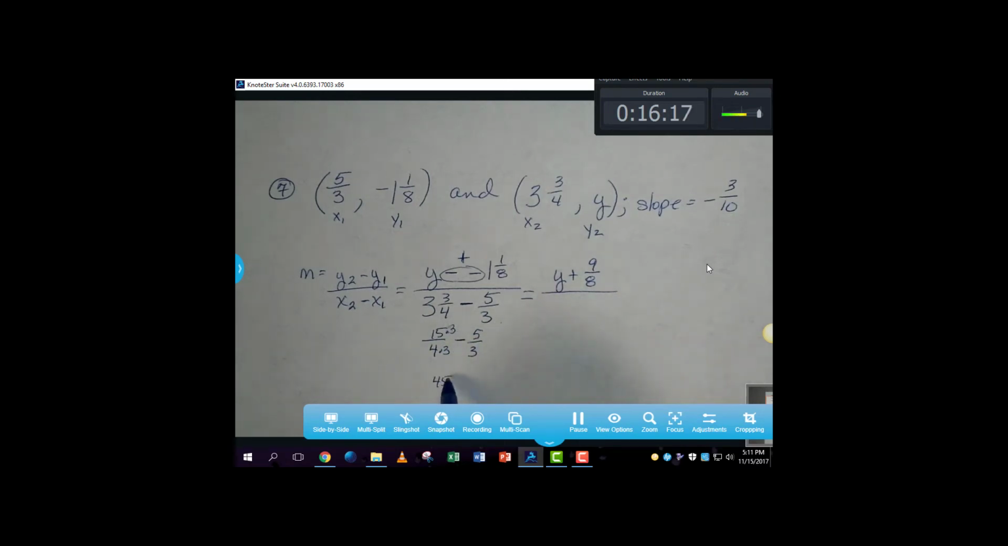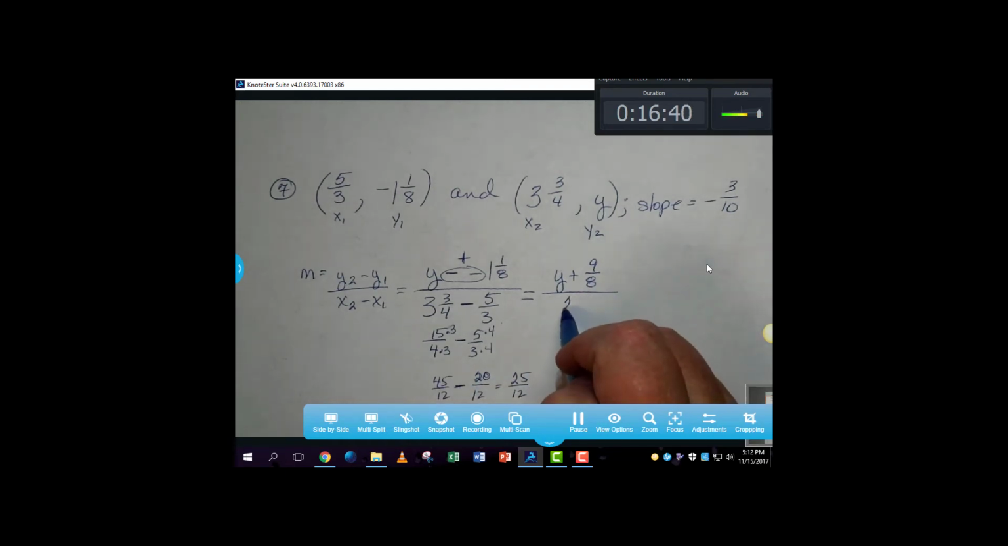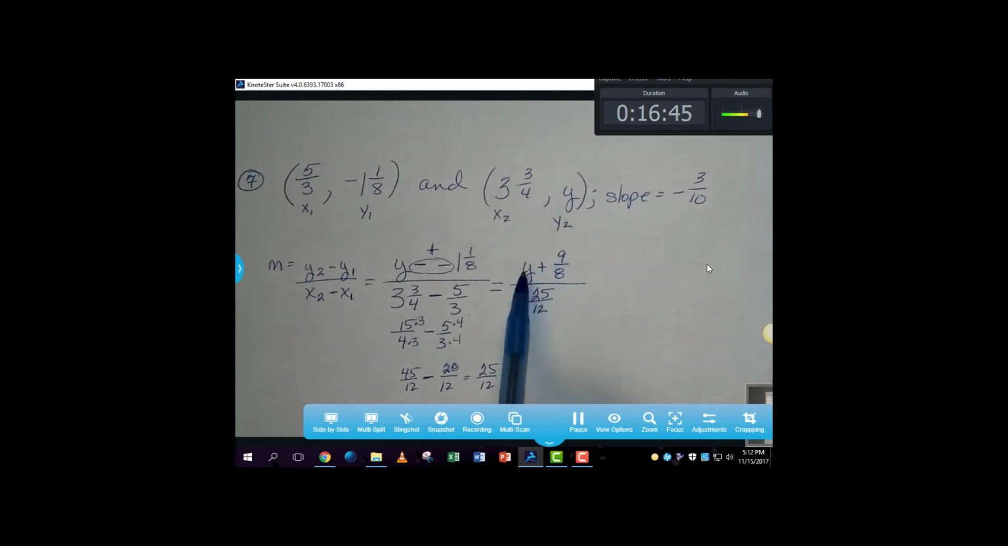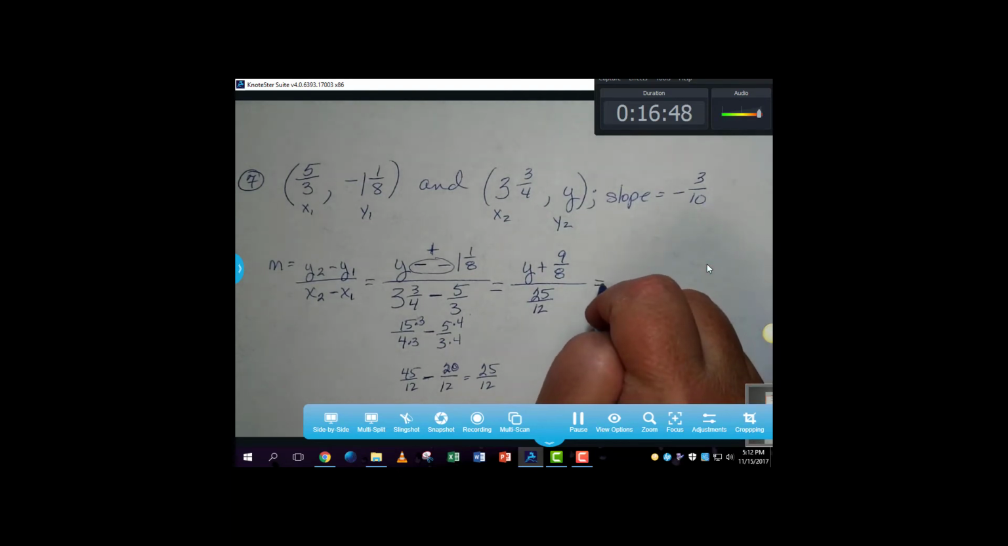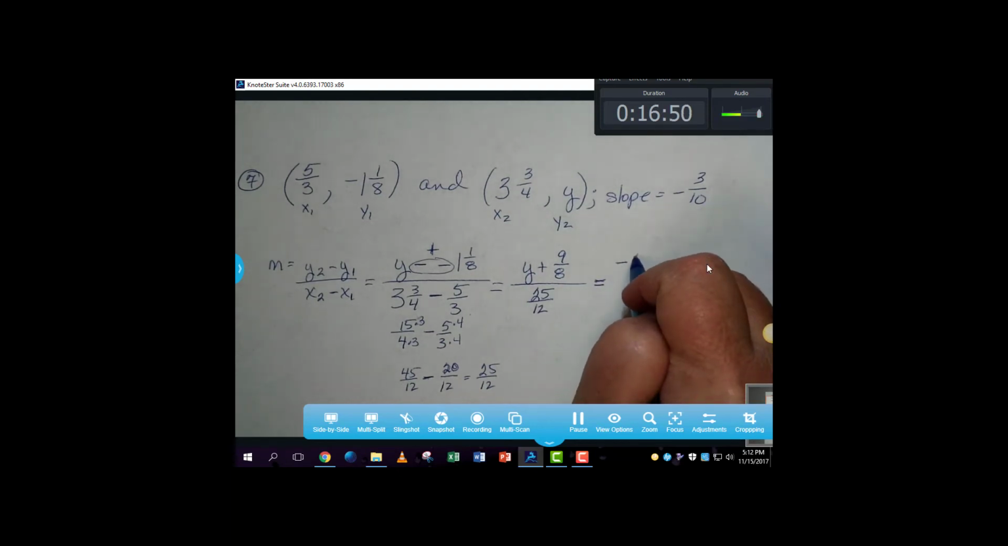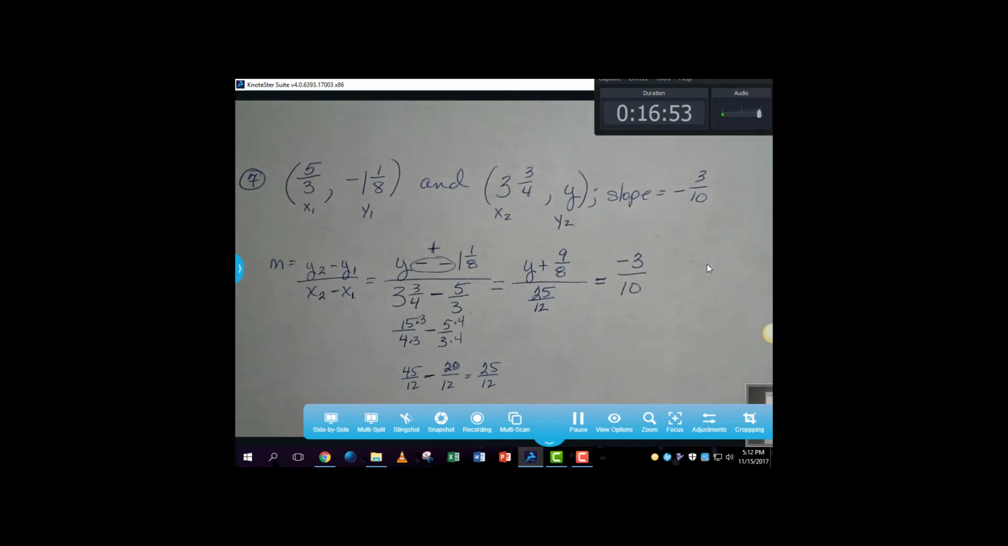So that's going to give me 45 over 12 minus, to turn this into 12, I multiply by 4. I multiply this by 4. So I'm going to have negative 5 times 4. That's going to be my negative 20 over 12. So I'm going to end up with 45 minus 20, which is 25 over 12. So this is 25 over 12. And then now I set this equal to the slope. I like to have my negative signs in the numerator, so I'm going to say negative 3/10.